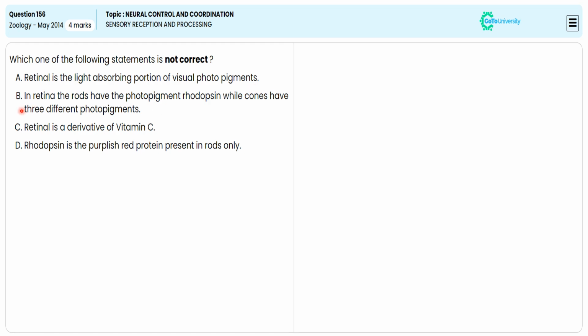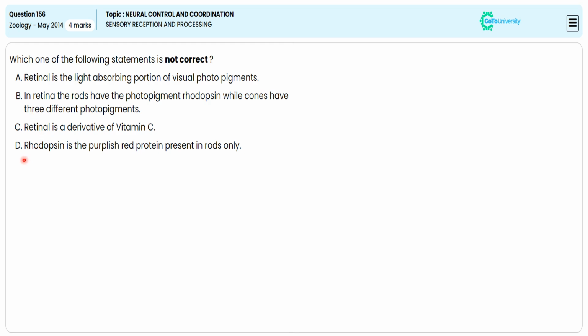Why are we avoiding option B? Because the retina has the photopigment rhodopsin, which is not in the same pattern as in the cone cell. Why? Because we require three types of photopigment to differentiate red, blue, and green. That is the reason why we are avoiding option B.